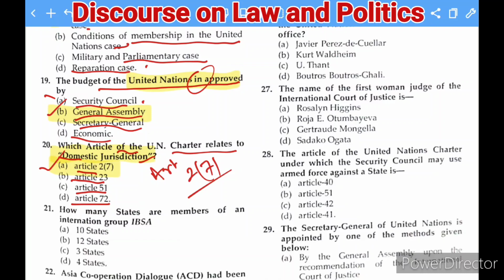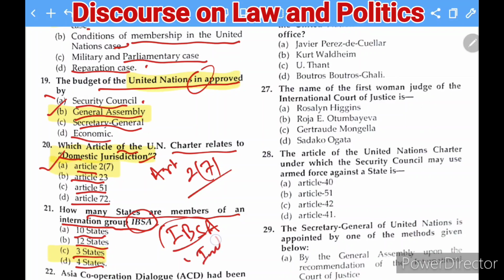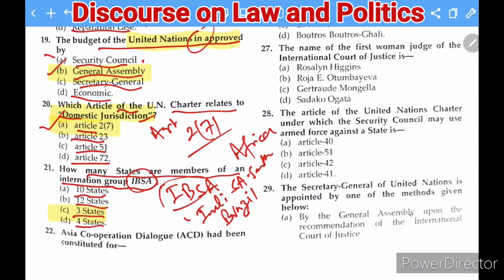Now next question is here: how many states are members of the international group called IBSA? The options given here are 10 states, 12 states, 3 states and 4 states. Which is the right answer? The right answer is 3 states. IBSA means I for India, B for Brazil, and SA for South Africa. So this is a three-nation body.